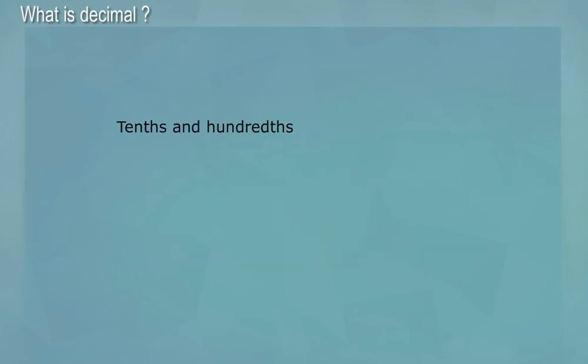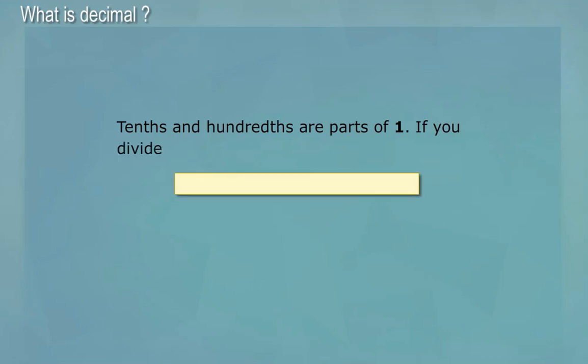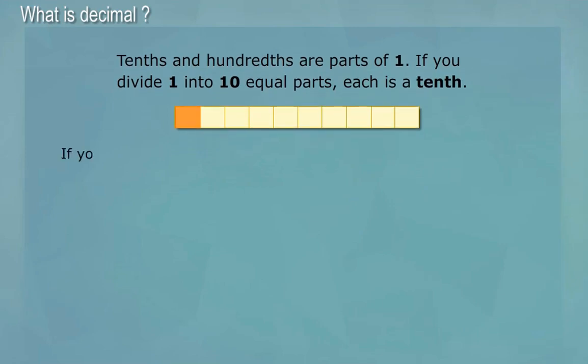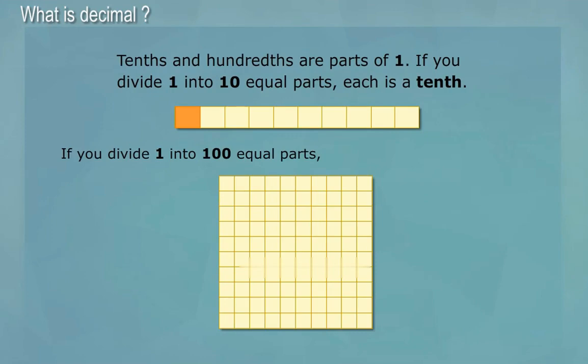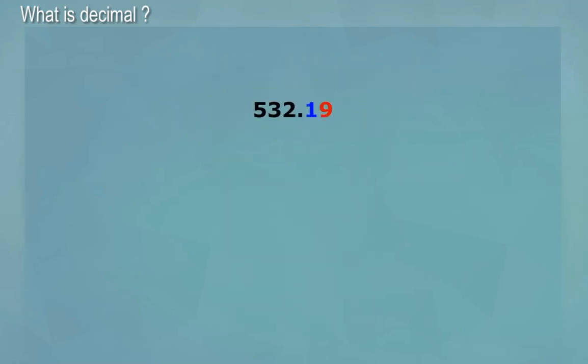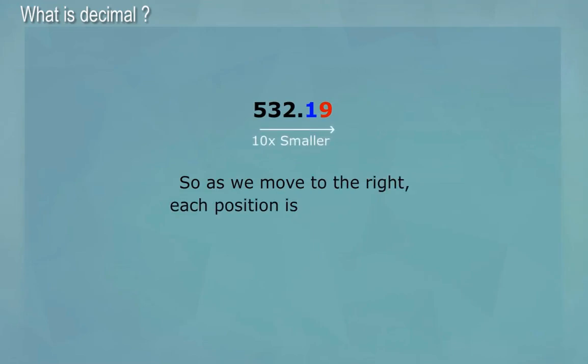Tenths and hundredths are parts of 1. If you divide 1 into 10 equal parts, each is a tenth. If you divide 1 into 100 equal parts, each is a hundredth, and so on. So, as we move to the right, each position is 10 times less.